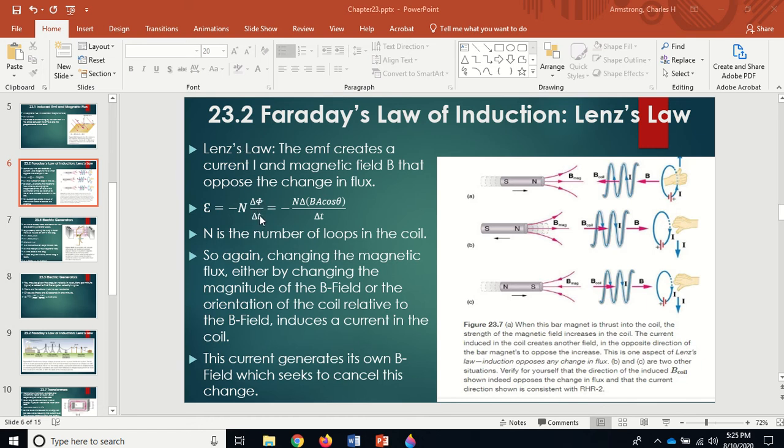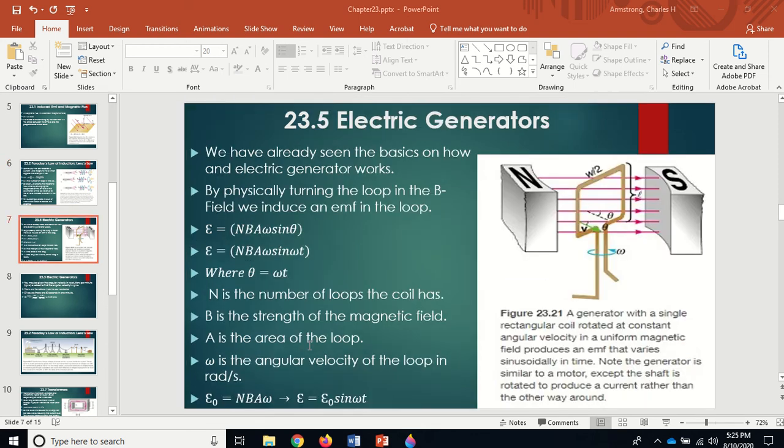N, change in flux over change in time. N is the number of loops. So again, changing the magnetic flux either by changing the magnitude of the B field or the orientation of the coils relative to the B field. Yeah, we covered all this. This current generator. Okay, this is where we want it to be.